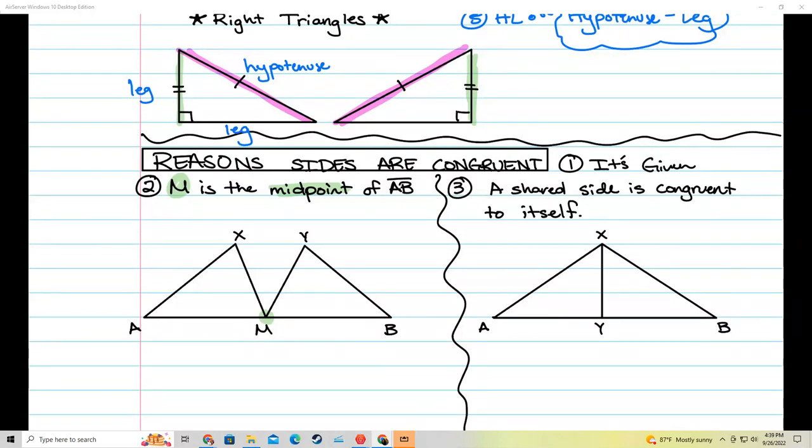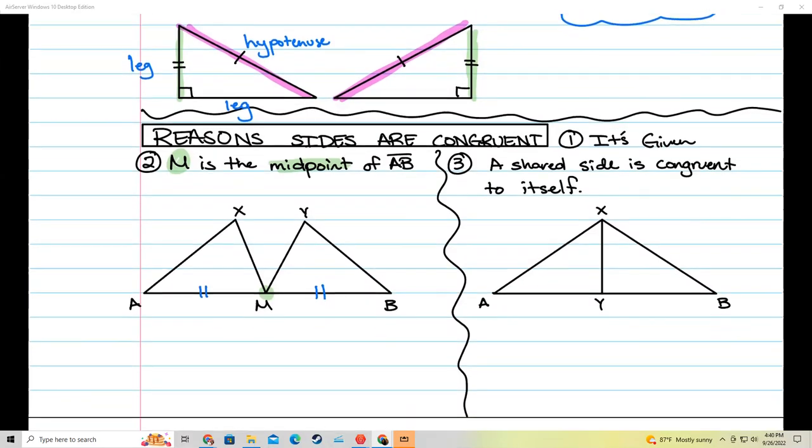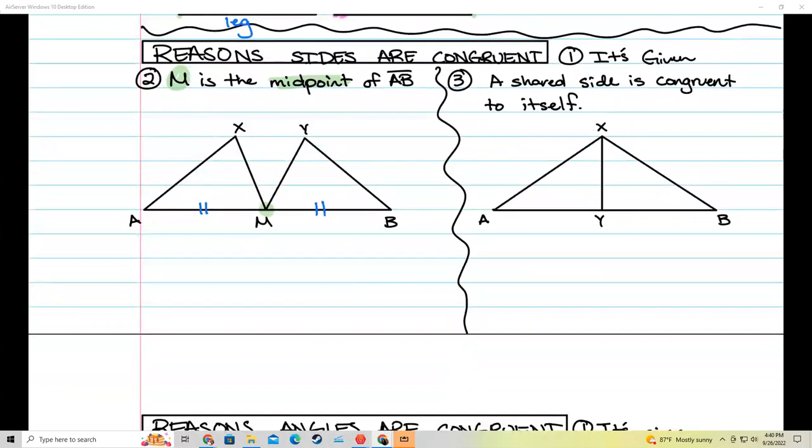And that's great, but more importantly, since it's right smack in the middle, that means those two sides are exactly the same. So because it's a midpoint, I can go ahead and put my own tick marks and say, therefore, these two sides must be congruent because a midpoint cuts it in half. So the two sides on either side are exactly the same size. Because it's a midpoint, I can go ahead and write AM is congruent to BM.